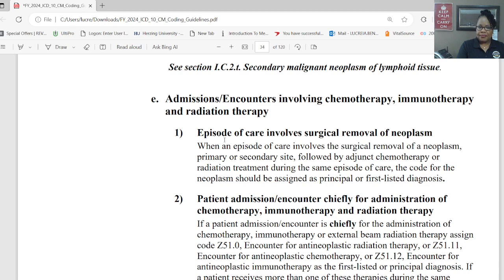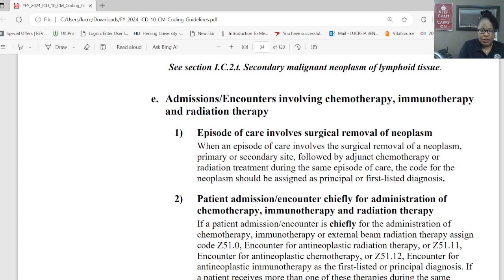Okay, so here, if they're coming in for a surgical removal of the breast because of neoplasm of the breast, and then they receive chemotherapy or radiation therapy or whatever during that same episode of care, then it's considered that the breast cancer is still there. You'd still code it as neoplasm of the breast. Even though they're having the chemotherapy, radiation therapy after that breast is removed, they're still treating it. So as long as they're receiving active treatment for it, it's still coded as a current condition and not a personal history of. Hope that makes sense.